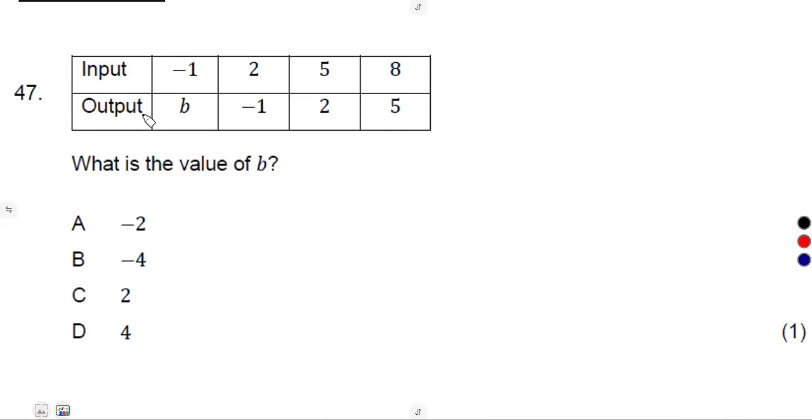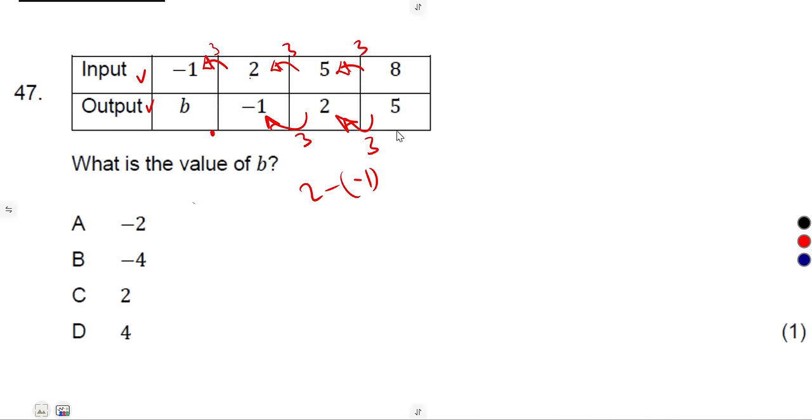47, given this table, what is the value of B? There is an input, there is an output. It was a type of question where you can actually study it. You can see the difference between these 2, minus 1 and 2, there's a difference of 3. There's also a difference of 3 if you check. I saw this also on the output. There's a difference of 3 here. So there must be a difference of 3 between these two.